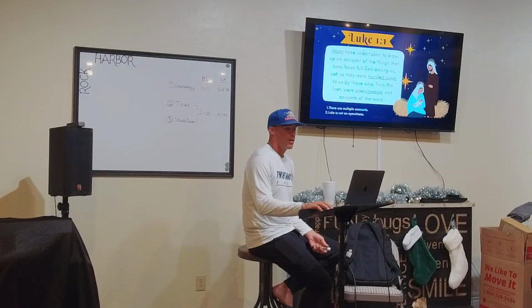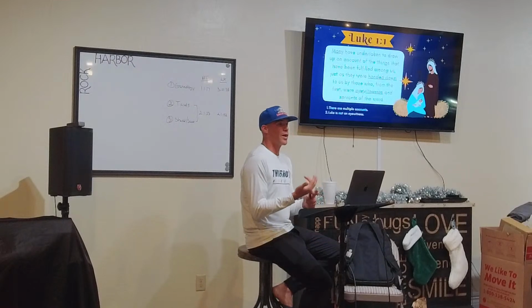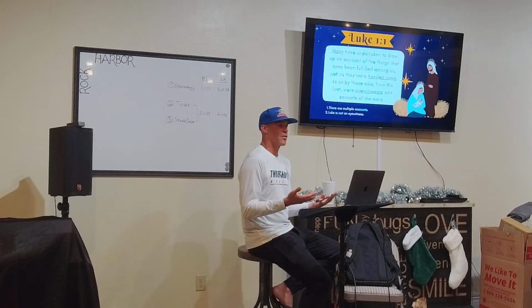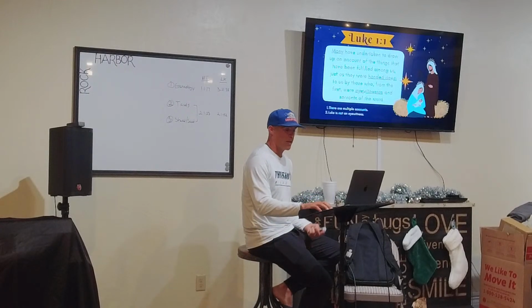Luke says this: "Many have undertaken to draw up an account of the things that have been fulfilled among us, just as they were handed down to us by those who from the first were eyewitnesses and servants of the word." Okay, so what we learn is Luke is aware of multiple different accounts, right? Which is interesting, because you wonder, were there others that we don't have? And Luke also tips his hat that he's not an eyewitness. He's collected the eyewitness accounts. Okay?